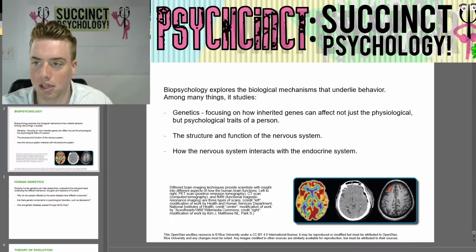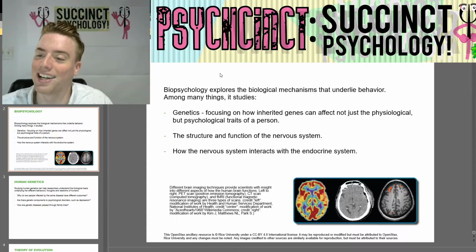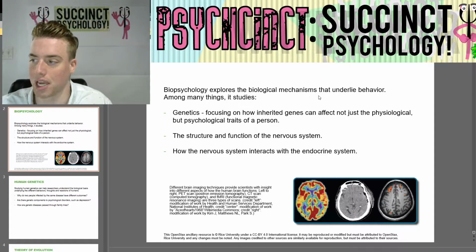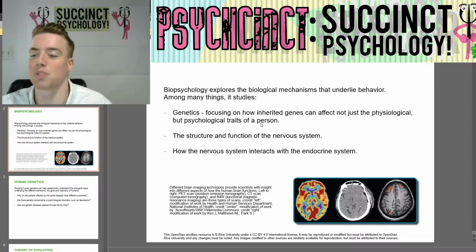So, first slide here, we have biopsychology. That's the unit. Biopsychology explores the biological mechanisms that underlie behavior. Among many things, it studies genetics, focusing on how inherited genes can affect not just the physiological, but psychological traits of a person. Physiological is physical aspects, where psychology is mind. It also studies the structure and function of the nervous system, and how the nervous system interacts with the endocrine system.